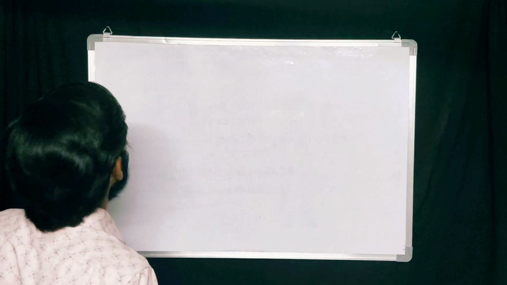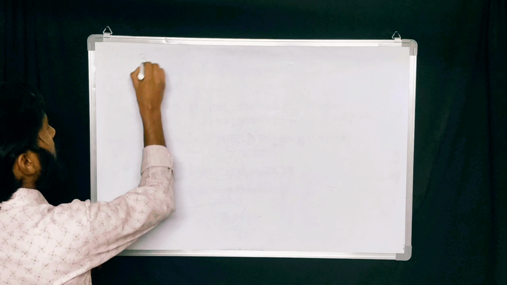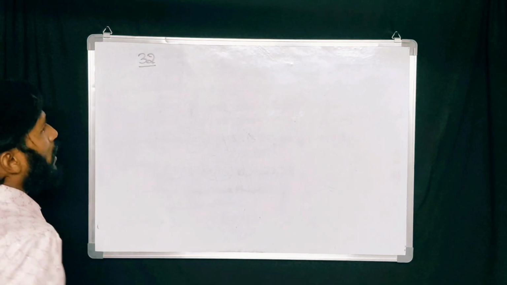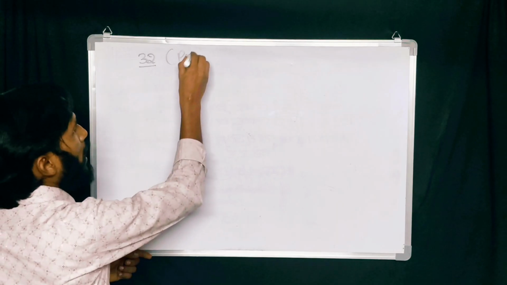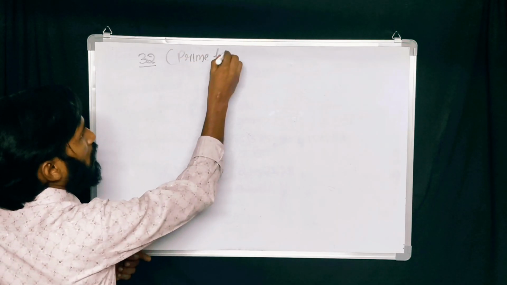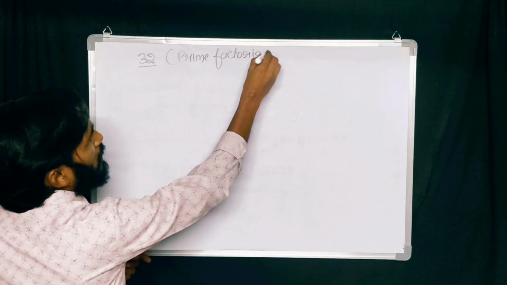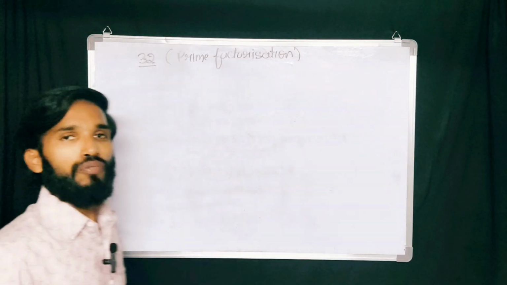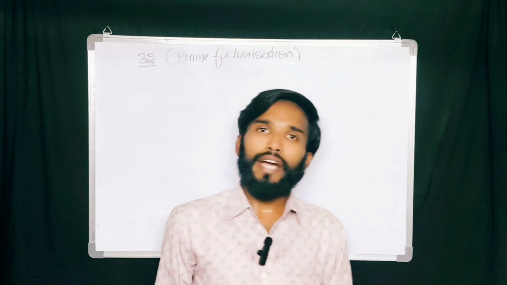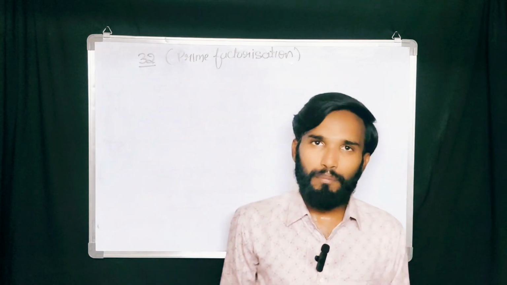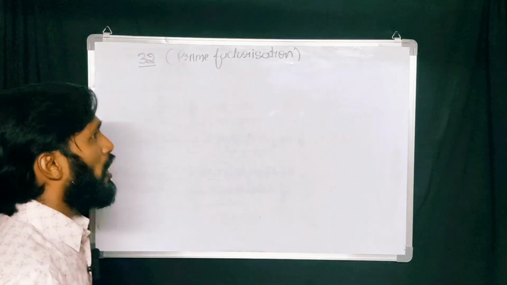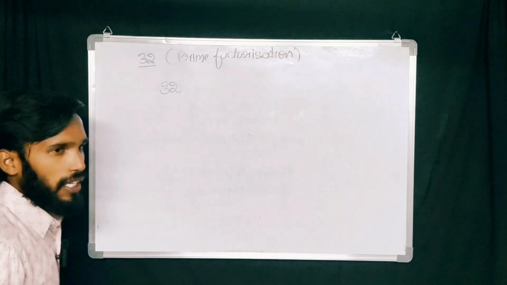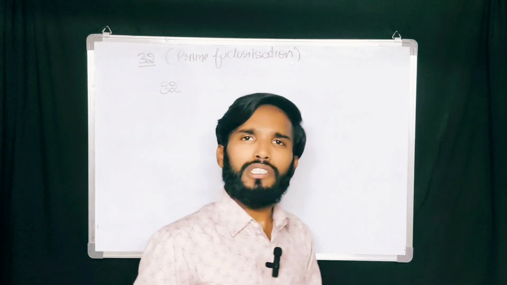Take an example of 32. Here we have to find the prime factorization. As I said, the name itself asks us to find only the prime factors of that number. So how to find the prime factors? We have to start from the smallest prime number. So what is the smallest prime number?